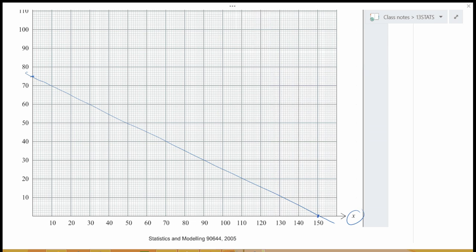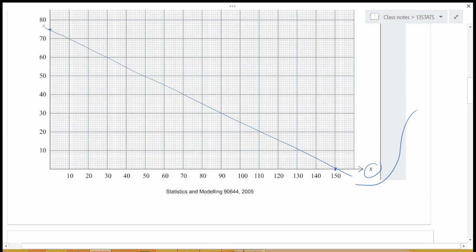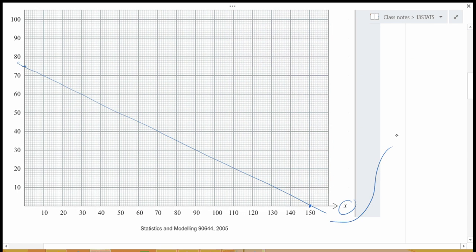Now I should probably think about shading that constraint as well. So I'll just write my constraint here. So that's what is it? 6x plus 12y. So I'll just write that 6x plus 12y less than or equal to 900.